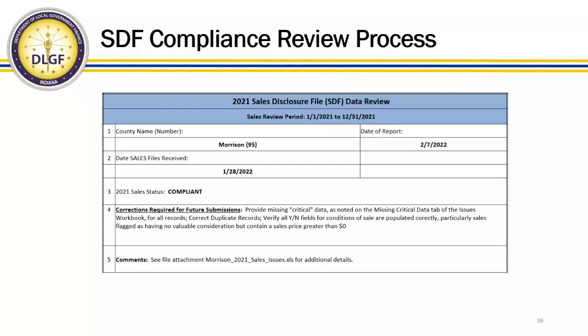So the top part of it doesn't refer exactly to anything in the Excel file, but just lists your header information: your county name and number, the date of the report, and the date the sales files were received. Probably what's going to be most important to you folks is section 3. It states your status, whether you are compliant or non-compliant. It will say right there in big bold letters very clearly what your status currently is. And then sections 4 and 5 just allow us to provide some additional commentary and different things that we can point out to you from our review process.